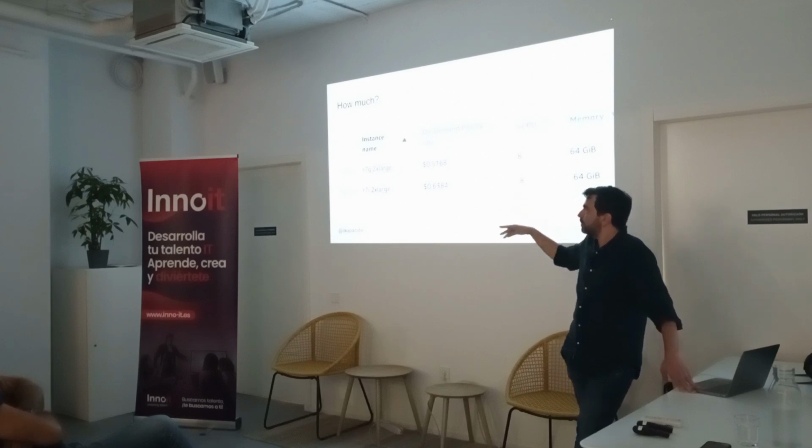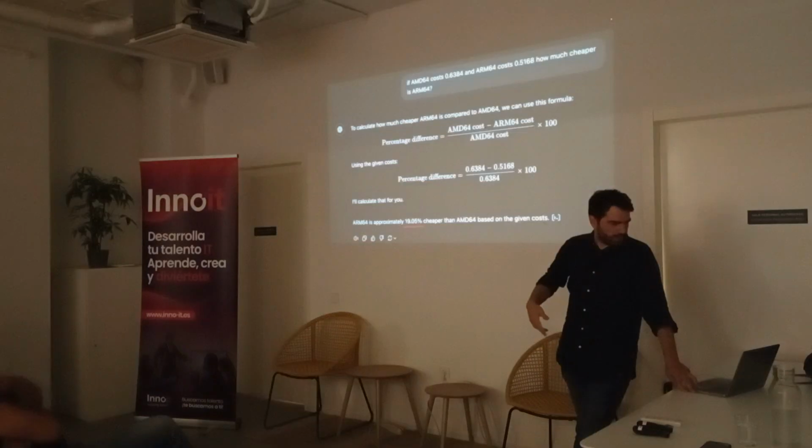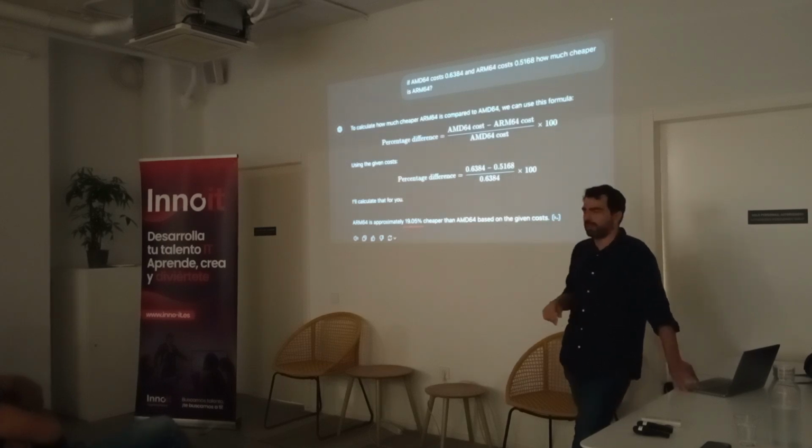But let's take the same example. Let's take these two. There is also an R8G in ARM, which is the newest generation, but I'm taking the same generation just for better comparison. And because I'm lazy, I just asked ChatGPT to give me the percentage, and basically the numbers say that ARM is more or less 20% cheaper than AMD.